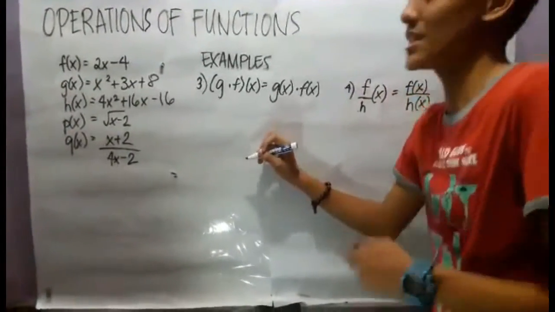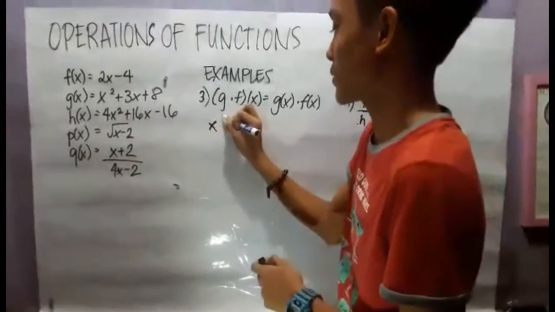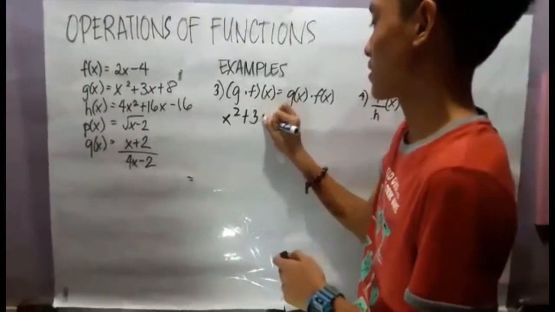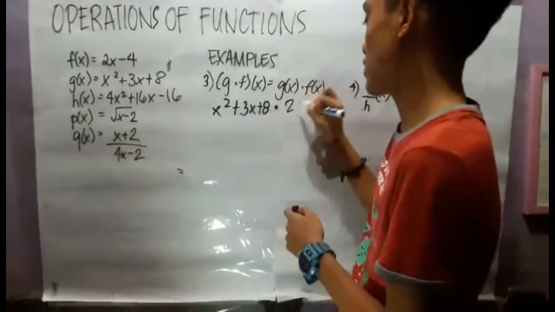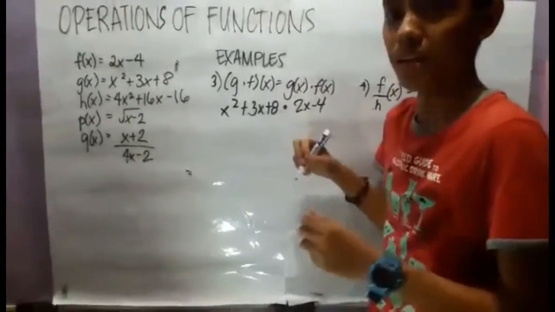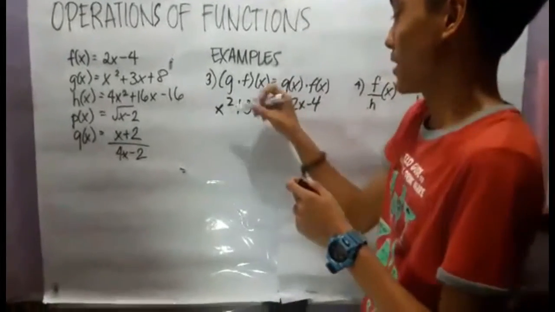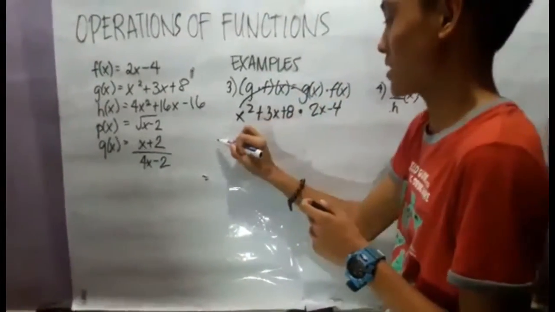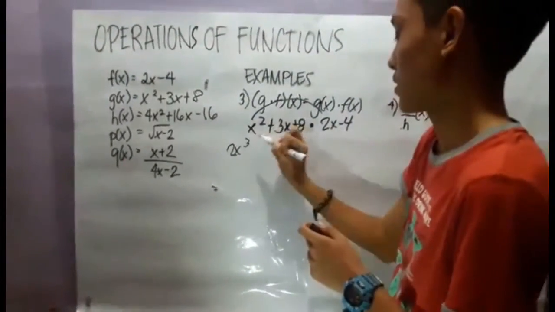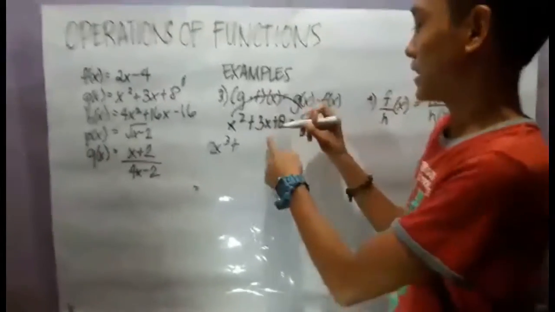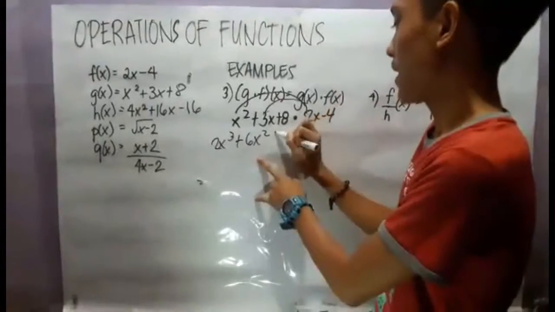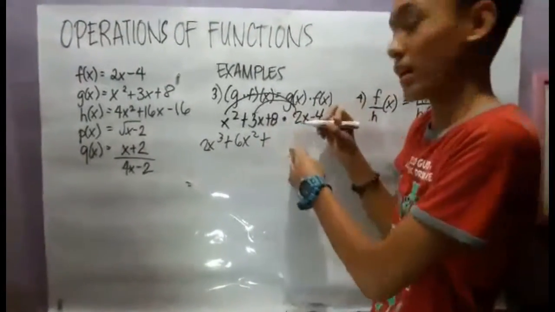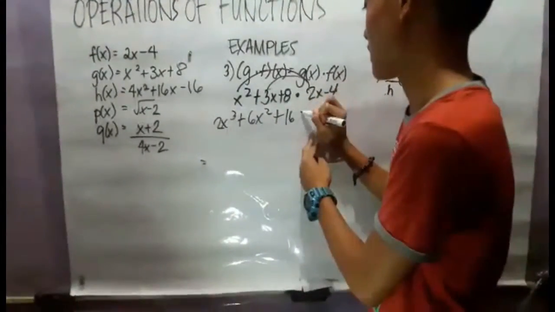Now ilalagay muna natin si g of x. X squared plus 3x plus 8 times f of x, which is 2x minus 4. Now we're gonna simply distribute it. So x squared times 2x is 2x cubed plus 3x times 2x is 6x squared plus 8 times 2x is 16x.